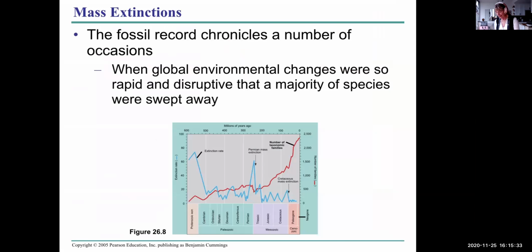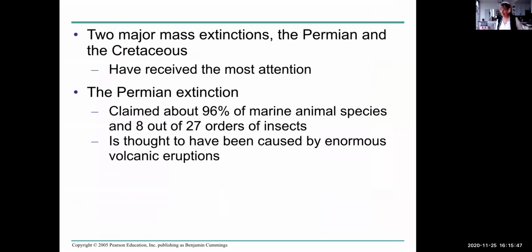So the fossil record can chronicle a lot of large changes. Sometimes they were so rapid and so disruptive that a majority of species were simply swept away. So this is an example of various extinctions. 2 major ones, the Permian and the Cretaceous. So they're the ones that have received the most attention. The Permian, maybe 96% of marine animal species, and about 8 out of 27 orders of insects. They have disappeared then. It's thought to have been caused by enormous volcanic eruptions.